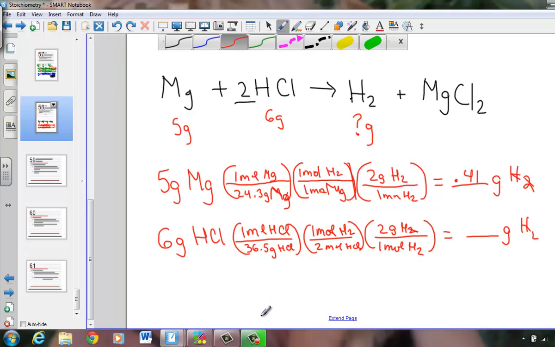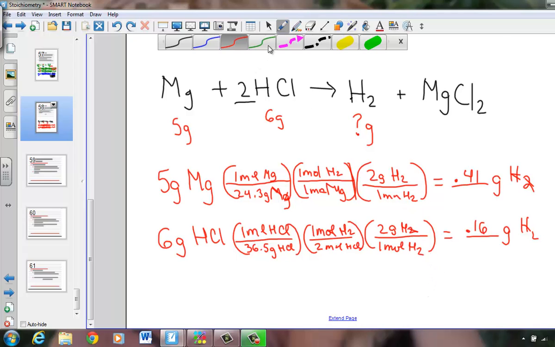There, I got it. So let's hit 6 divided by 36.5 times 1 over 2 times 2 grams of H2. And here's my next answer, 0.164. I'll just say 0.16. 2 decimals are fine.